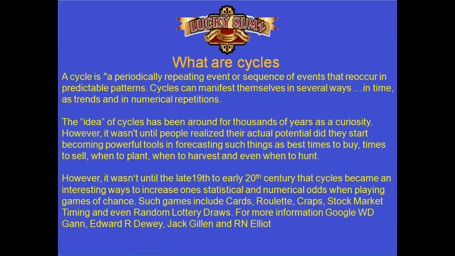What are cycles? A cycle is a periodically repeating event or sequence of events that reoccur in predictable patterns. Cycles can manifest themselves in several ways: in time, as trends, and in numerical repetitions. The idea of cycles has been around for thousands of years as a curiosity. However, it wasn't until people realized their actual potential did they start becoming powerful tools in forecasting such things as best times to buy, times to sell, when to plant, when to harvest, and even when to hunt.